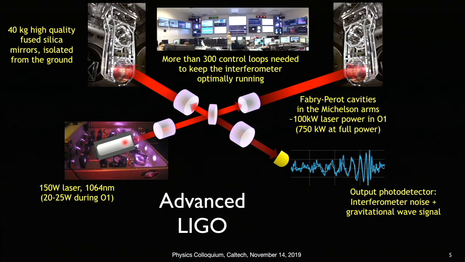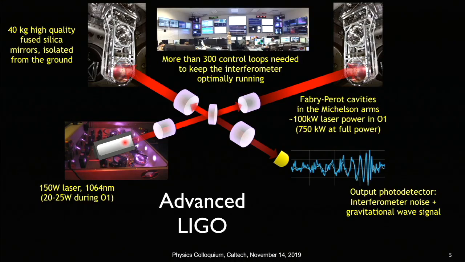This is another conceptual sketch of now Advanced LIGO. Going from initial LIGO to Advanced LIGO, what's changed is that the real estate was maintained, but pretty much all the components have been replaced and upgraded. So the laser beam was upgraded to a more powerful laser that could potentially reach 150 watts. The suspensions have been modified.